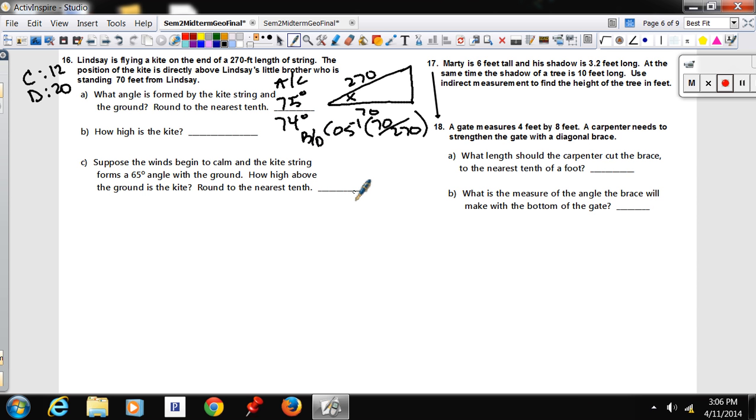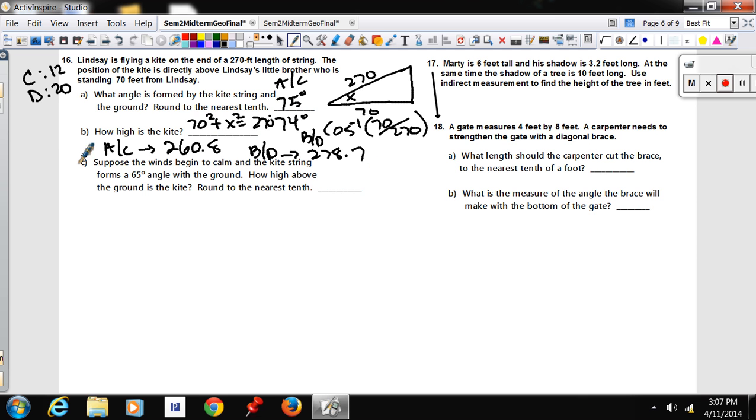How high is the kite was the Pythagorean theorem. 70 squared plus x squared equals 270 squared. If you had a different test and you had two different numbers, plug in your numbers. And you should end up with test A or C was 260.8. And test B and D, 278.7.